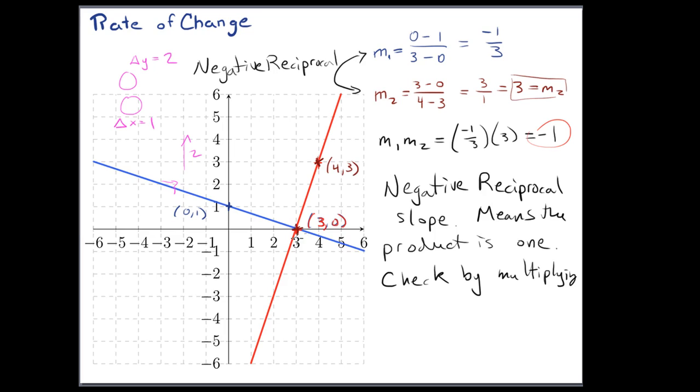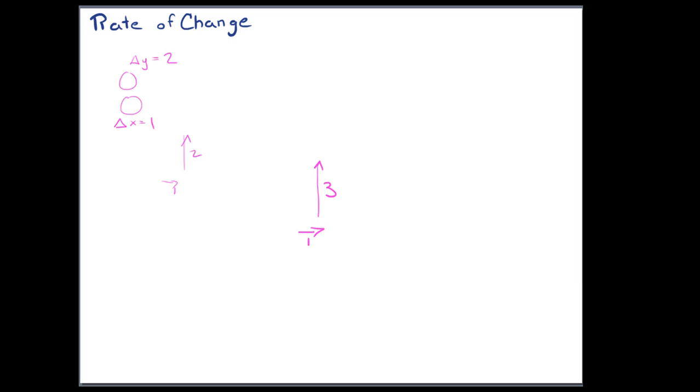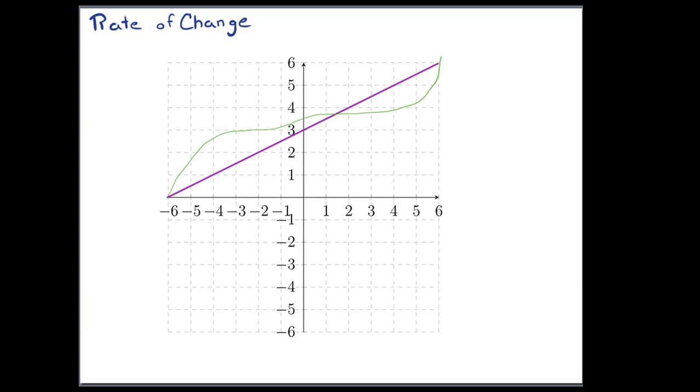If I have it for this one, I go to the right 1, I need to go up 3. So that rate of change is 3:1 versus 2:1. Slope is rate of change. So if I'm looking at a line right here, I could look at this green line right here.